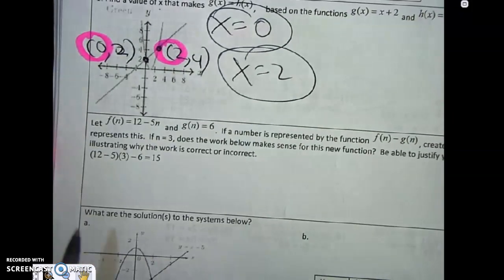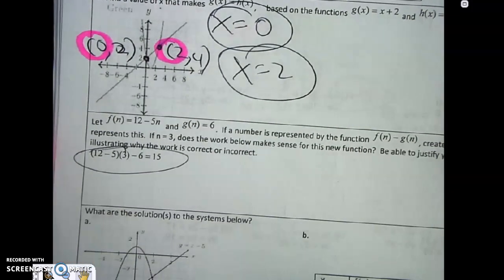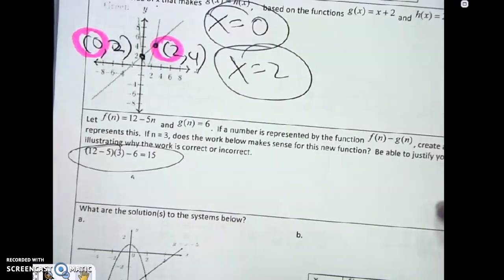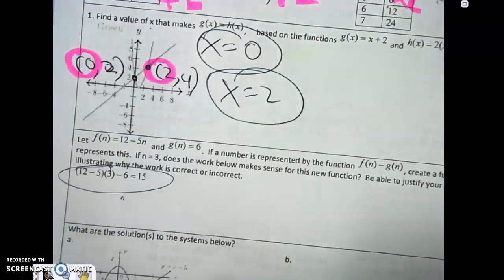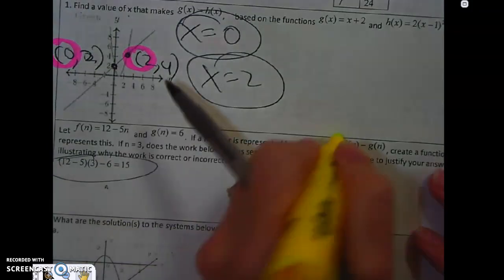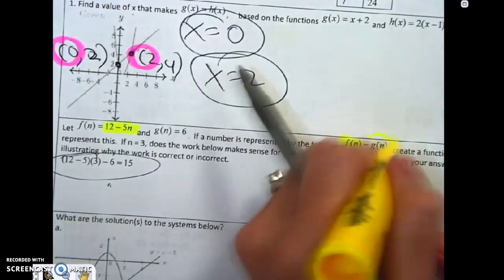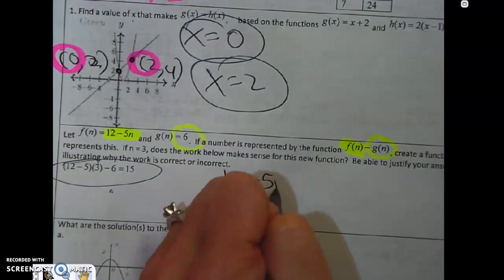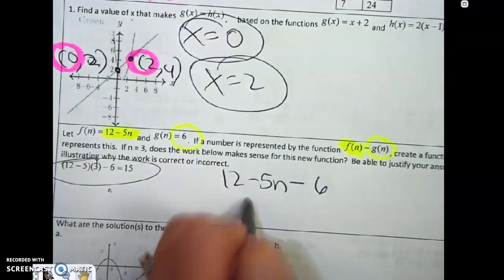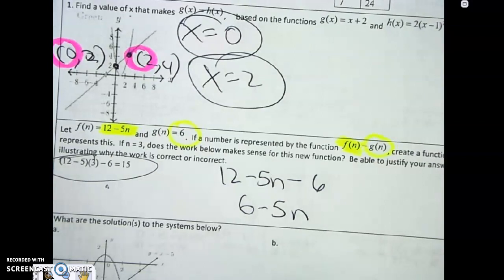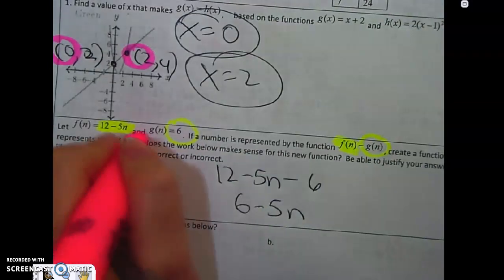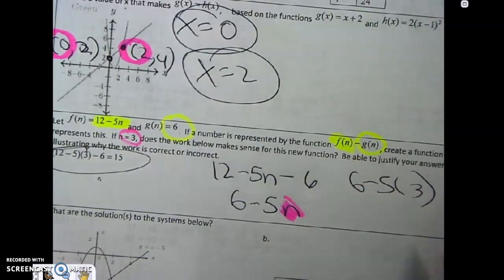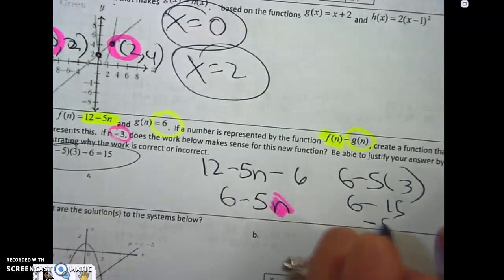So they want to know if the work that is done here is correct or incorrect. Honestly, that's a little bit intimidating to me, so I'd rather just do the work myself and see if it matches. So they want you to take F, and then they want you to subtract G. Okay, so I will do that. Take F and subtract G. That's 6 minus 5n. And then they want you to take the 3 and plug it in there. So that would be 6 minus 5 times 3. 6 minus 15 is negative 9.